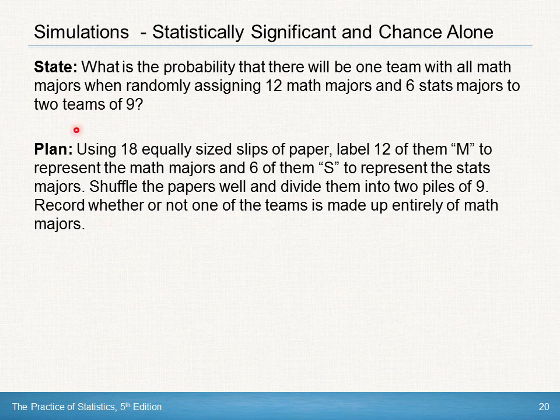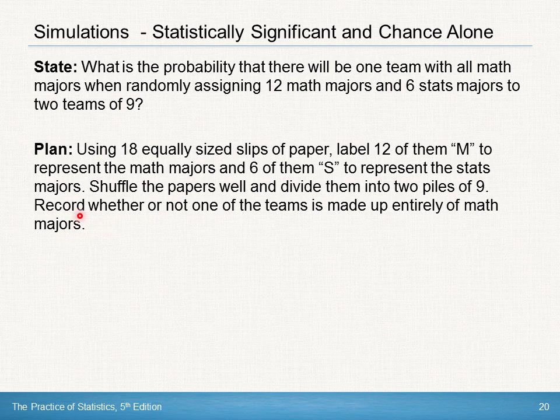Okay, we're going to use, and you can do this many different ways. We've done the random integer as our first example. The second one was the table. And then this is going to be using the hat method. So we're using 18 equally sized slips of paper. Remember that. Labeled 12 of them M to represent math majors and 6 of them S to represent stats. Shuffle the papers well and divide them into 2 piles of 9. Record whether or not one of the teams is made entirely up of math majors.